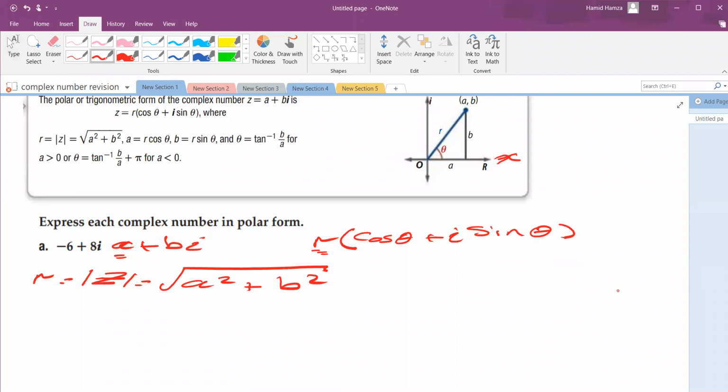So it will be equals a squared plus what? B squared. That means r equals the square root of a, in this case negative what? Negative 6. So this number is a, and this number is b. So it will be negative 6 raised to power 2 plus b, which is 8 raised to power 2.